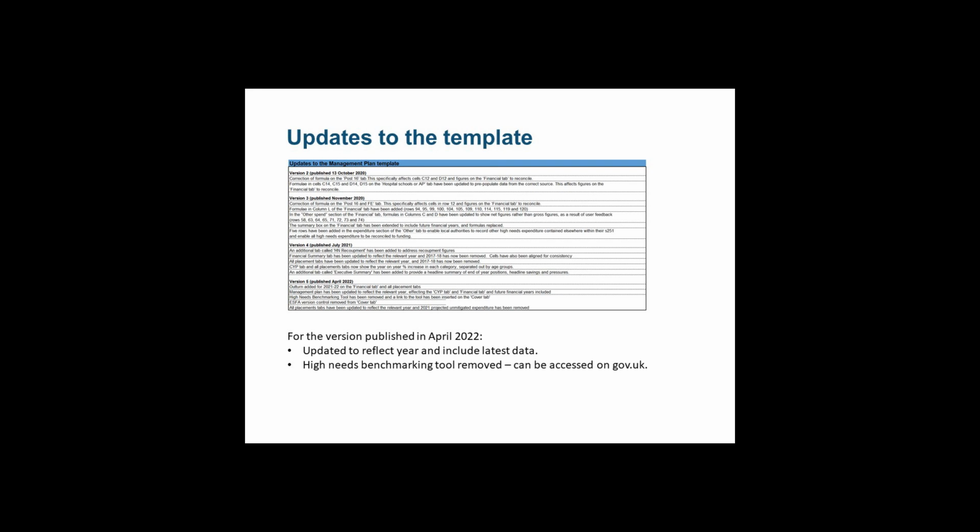The high needs benchmarking tool can still be found on gov.uk, and an updated version is due to be published this month. A link to it can be found on the cover tab in the template. And we do encourage local authorities to continue to use it to compare national figures and statistical neighbours, help identify whether an outlier, where spend and numbers are high or low, and help focus strategies.